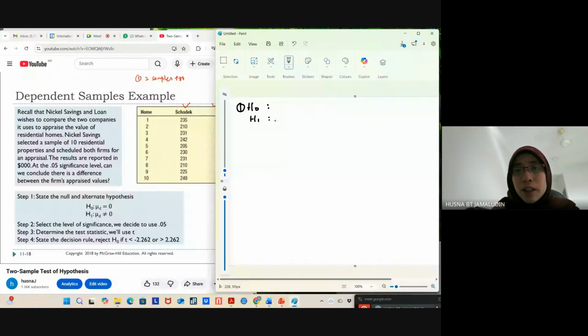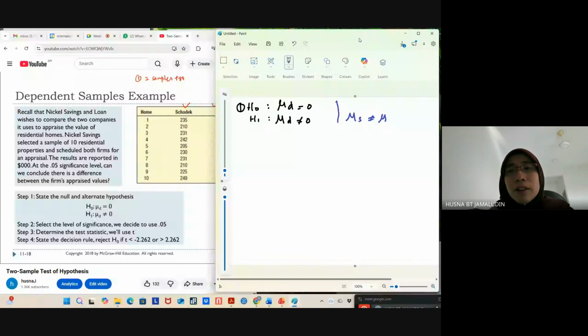Let me just write down here. H1: mean difference not equal to 0. H0 is just the opposite: mean difference equals to 0. This is one way of writing the hypothesis for dependent samples, because you are looking at the difference between these two samples. Or you can also write that the mean for Shadek is not equal to the mean for Boyer. So you can also have this way of writing down your hypothesis.